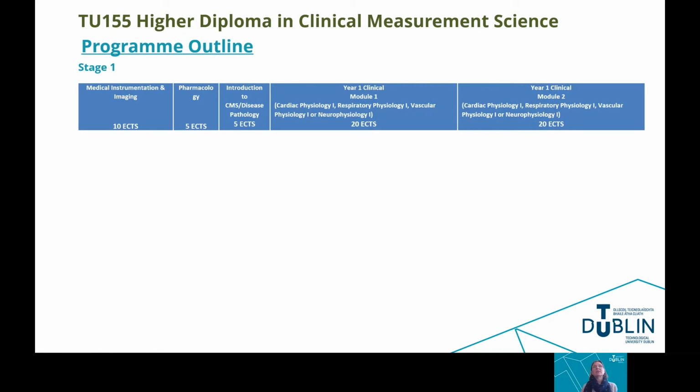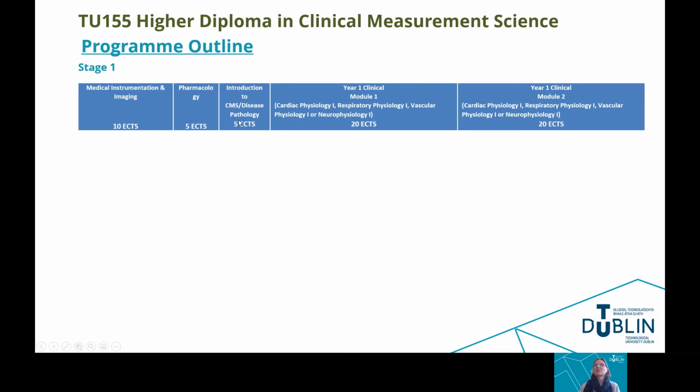So for example, when we attach an electrode to a patient, when we're doing an EEG, or looking at the electrical activity of their heart, we need to understand how to connect that appropriately, so we're not introducing any resistive bridges or any difficulty with the electrical connections. We need to understand the instruments. We need to understand how to get the best out of the instruments. So medical instrumentation and imaging is done in semester 1, as is pharmacology, as is an introduction to clinical measurement science and disease pathology.